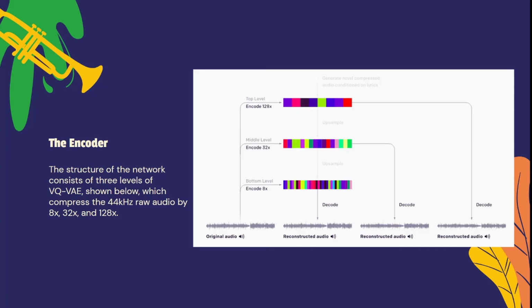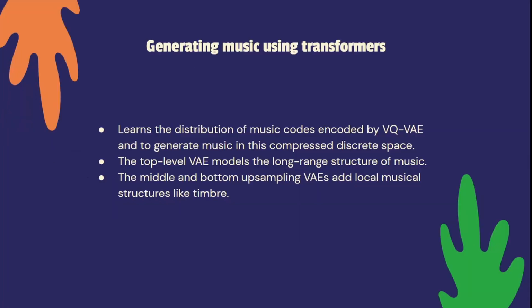The structure of the network consists of 3 levels of VQ-VAE, shown in the figure, which compresses the 44 kHz raw audio by 8x, 32x and 128x respectively. This downsampling loses much of the audio detail and sounds noticeably noisy as we go further down the levels. However, it retains essential information about the pitch, timbre and volume of the audio.